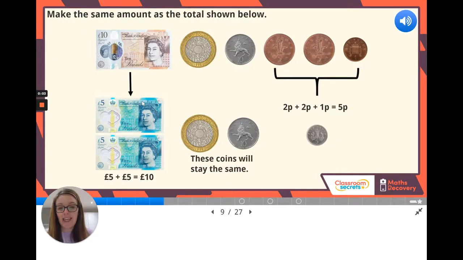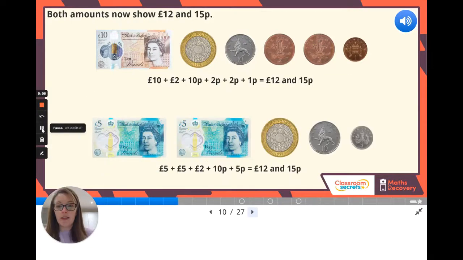Okay, so here is the answer. So we can see the £10 note, we could change that for two £5 notes. So a different way to make the same total. And our coins, our 2p and our 1p make 5p. So we could swap those and make a 5p coin. Again, the same total, but just in a different way. So we can see here, both amounts now show £12 and 15p, but in different ways.